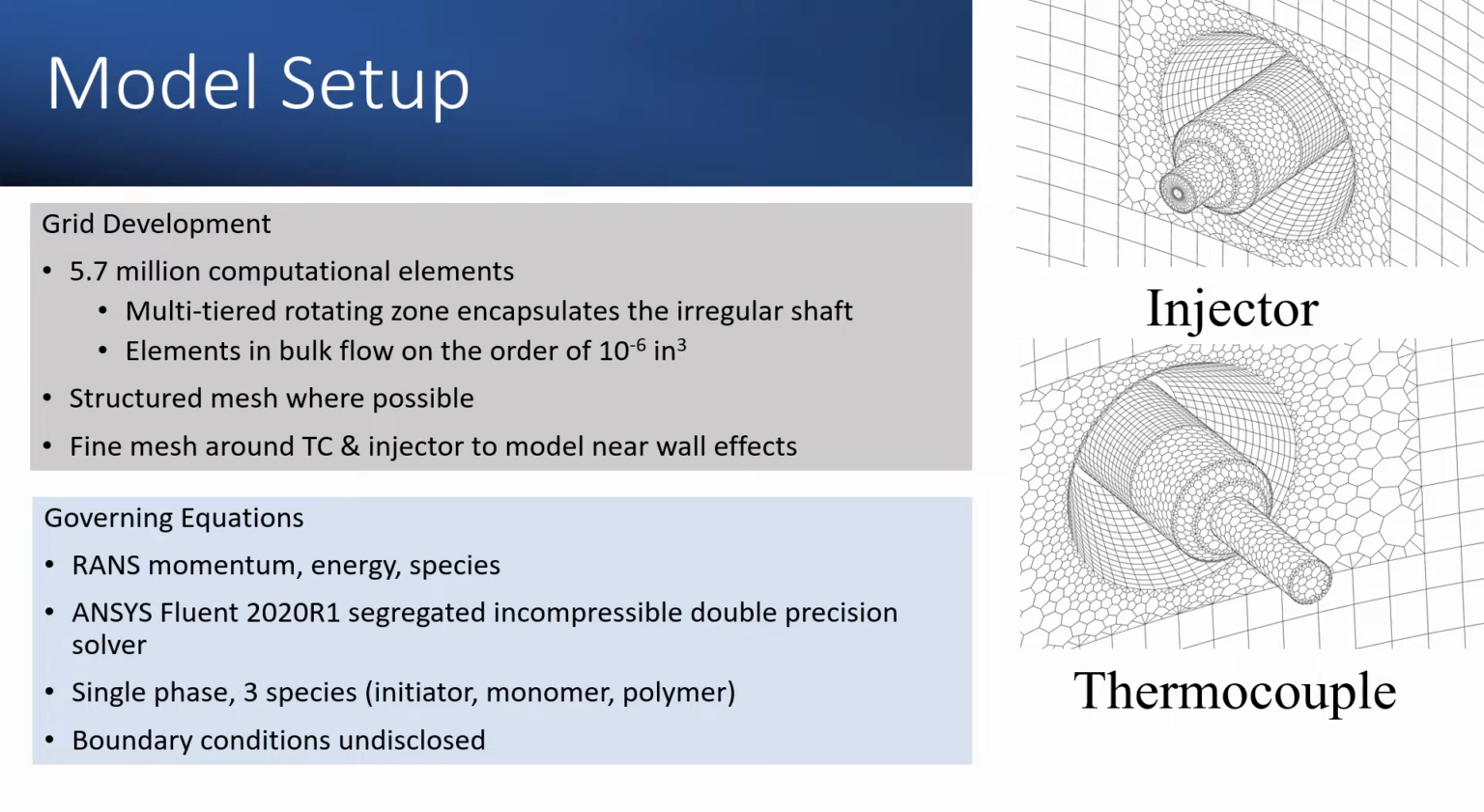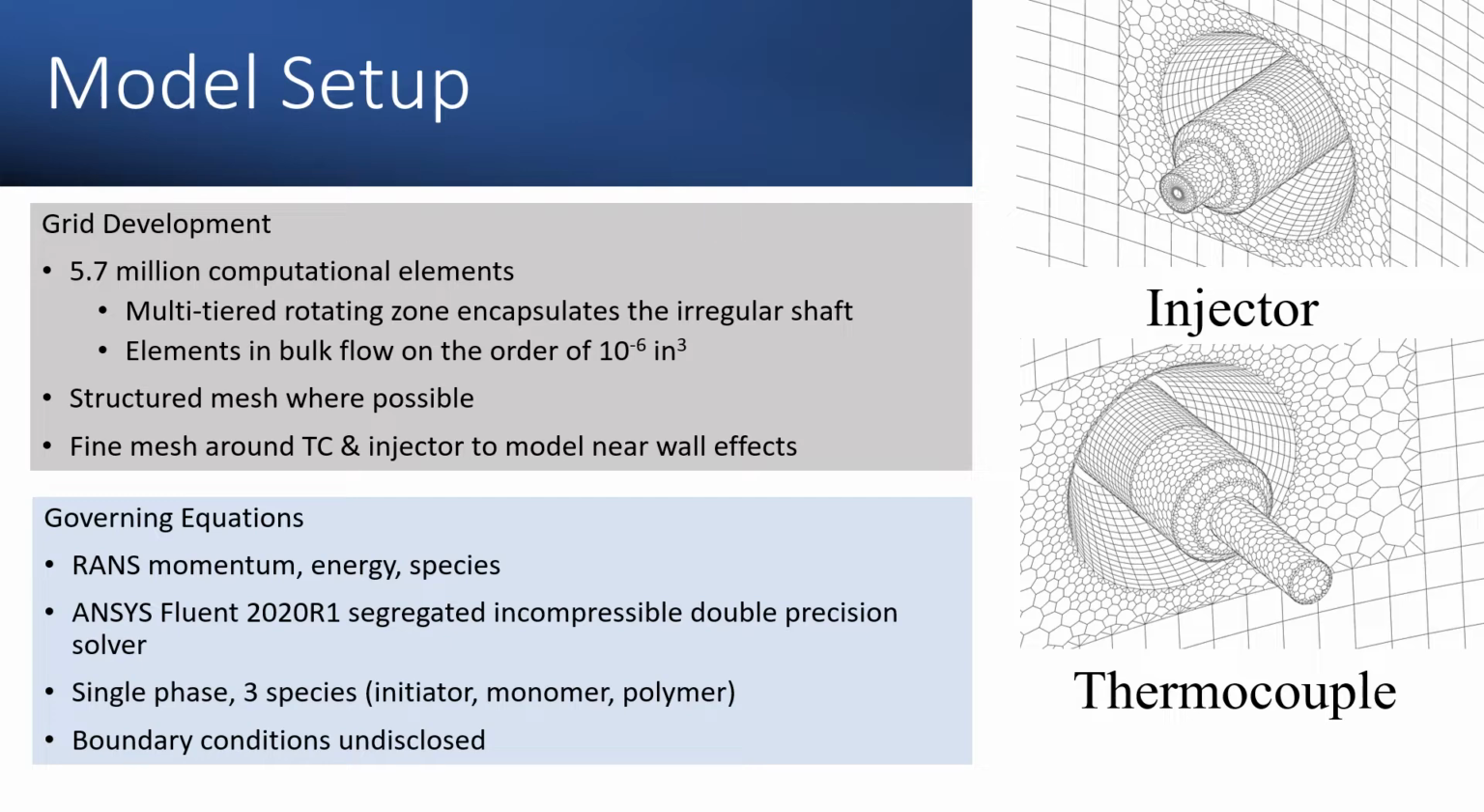We used 5.7 million computational elements to represent the entire reactor. Most of these were hexagonal, but we also had to use polyhedral elements where structured meshing became difficult. We had a multi-tiered rotating zone to encapsulate the stirring shaft, which had various protrusions and irregular shapes that in the actual reactor induced mixing, and so we had to include those within our model.